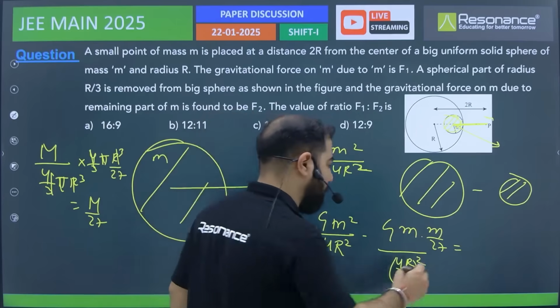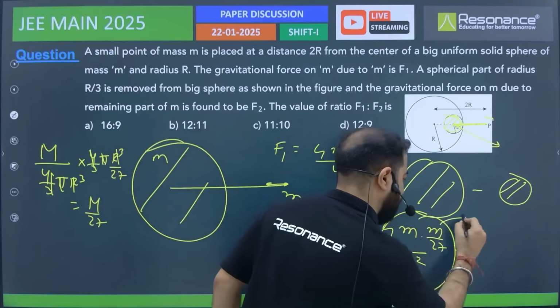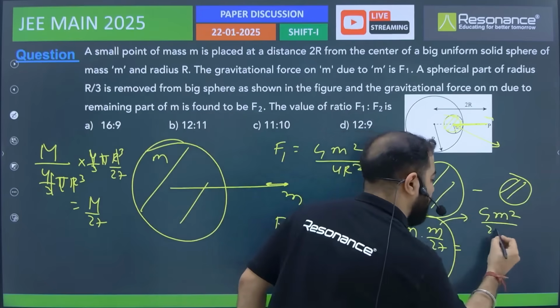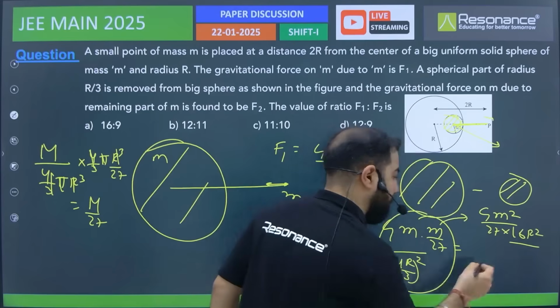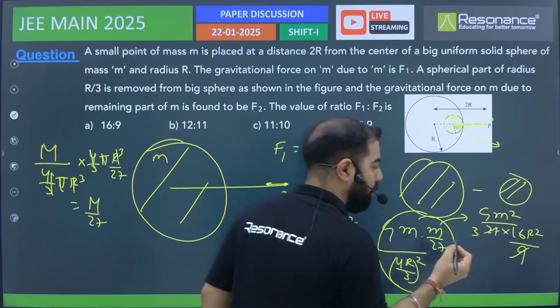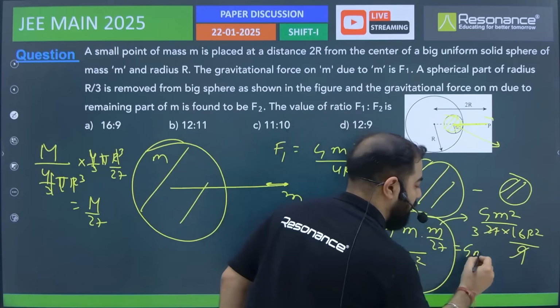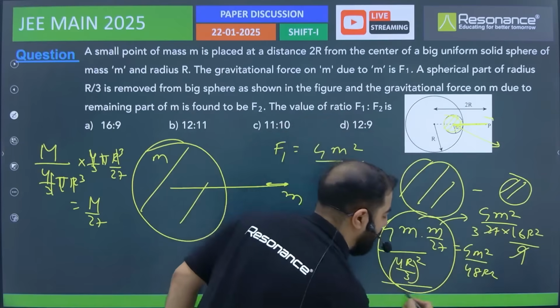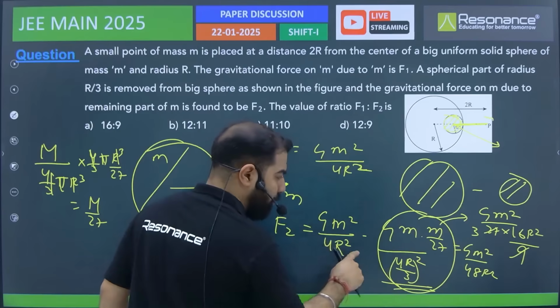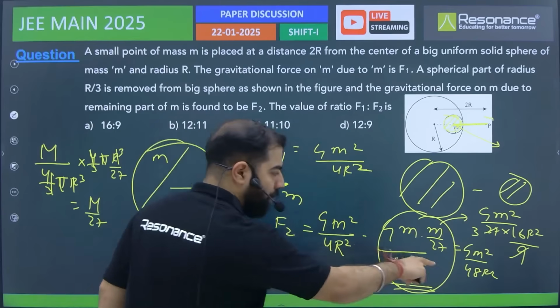So how much is this now? Let's solve this part first. So gm square by 27, 16r square by 9, 3. So this is gm square by 48r square, the solution of this part only. I mean this part: gm by 4r square minus gm square by 48r square.